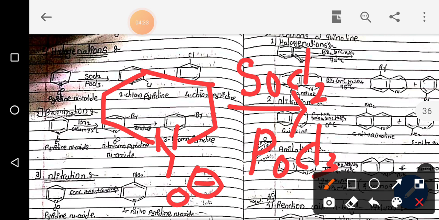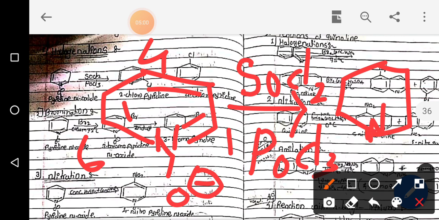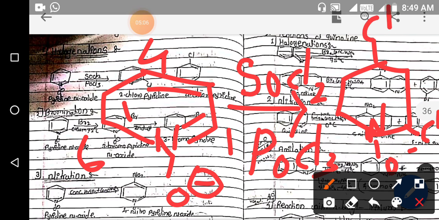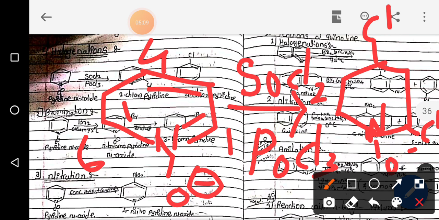SOCl2 is the chlorinating agent, and POCl3 helps in the chlorination. Two positions are most important where the substitution reactions take place, the 2 and 4 positions. The reaction gives one product with Cl at one position and a second product with Cl at the other. So these are the two important reactions. Chlorination takes place. Simple reactions.